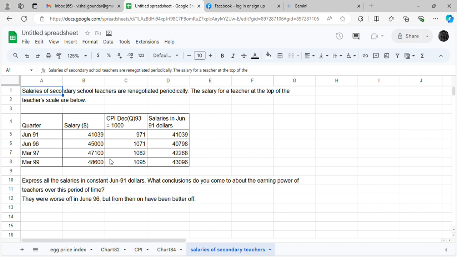The CPI for December 93 equal 1000 is 971 for June 91. For June 96 it is 1071. For March 97 it is 1082. And for March 1999 it is 1095. So the salary and the CPI are increasing. Now express all the salaries in constant June $91. So the salary in June $91 will remain the same, 41,039.